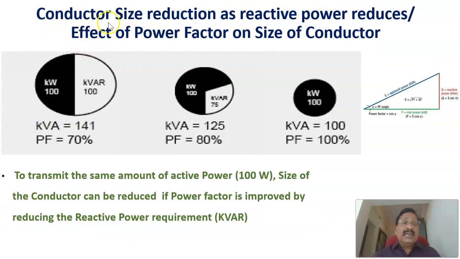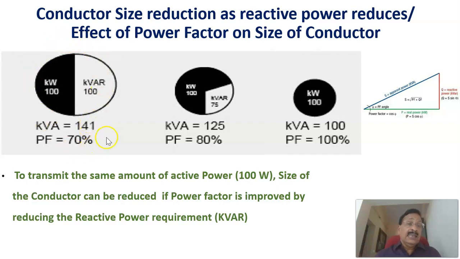Now let us see the conductor size reduction as reactive power reduces, and the effect of power factor on the size of the conductor. Now consider this diagram. Here, this is the conductor that has to carry both a real power of 100 kilowatt and a reactive power of 100 kVAR. That represents the corresponding power factor equal to 0.7 or 70%. Therefore, kVA, if you calculate the root of kW square plus kVAR square, equals 145.